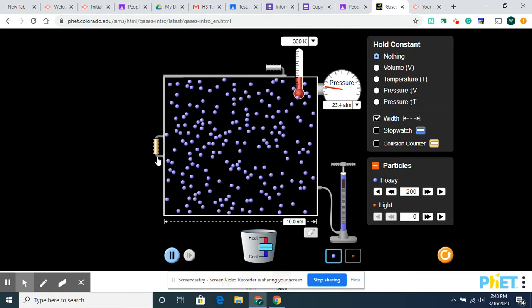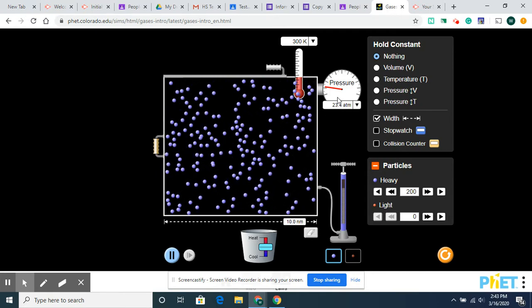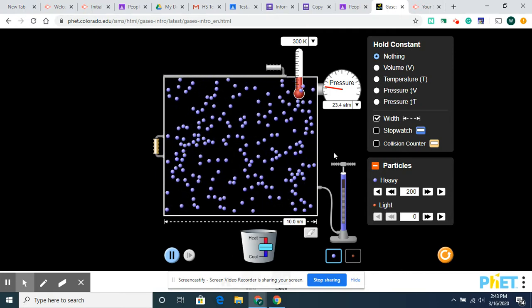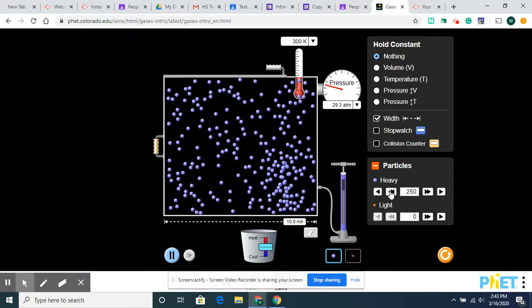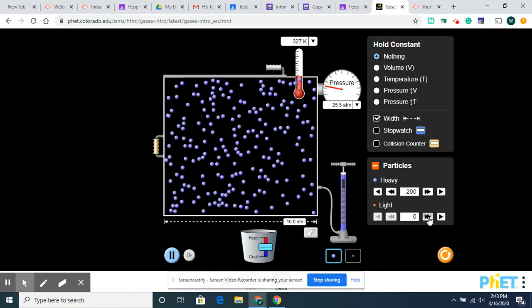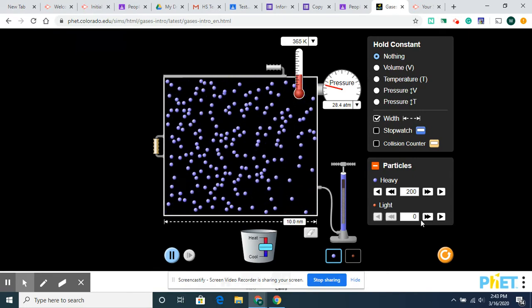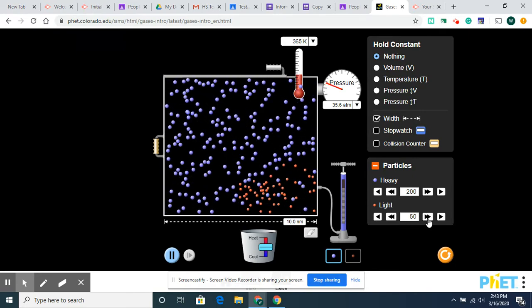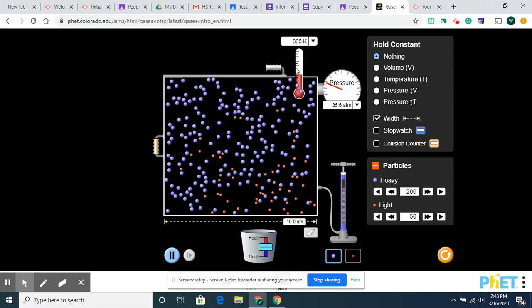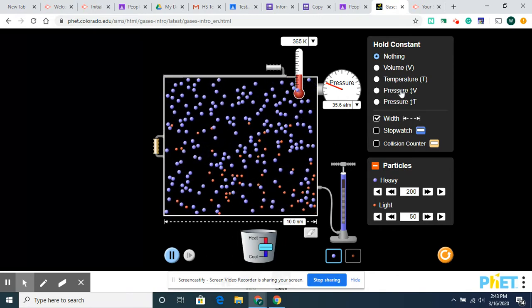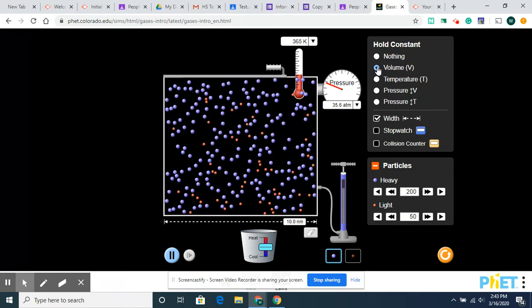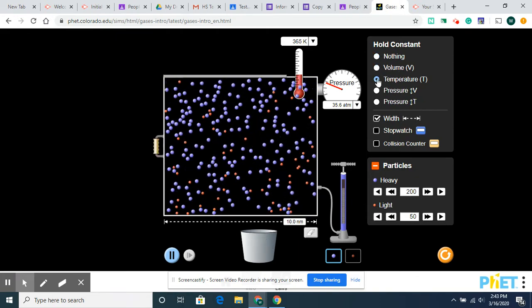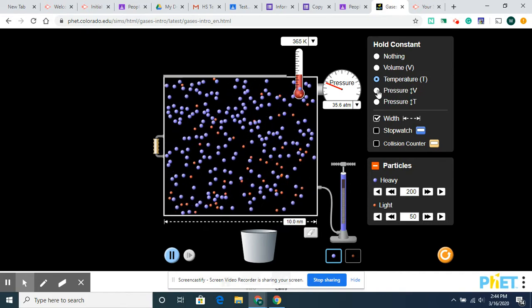We're going to look at 4 things: pressure, temperature, number of particles. We can take them out, add them. We can add light ones in, take them out. Then we can read the pressure and we can read the temperature. We are going to do different experiments where we're going to hold volume constant, we're going to hold temperature constant, and then we're going to hold pressure constant.